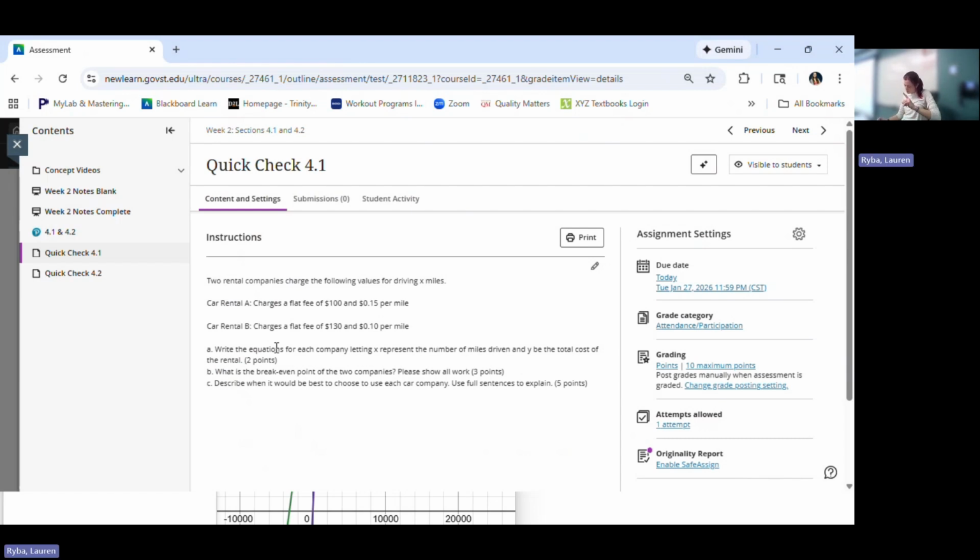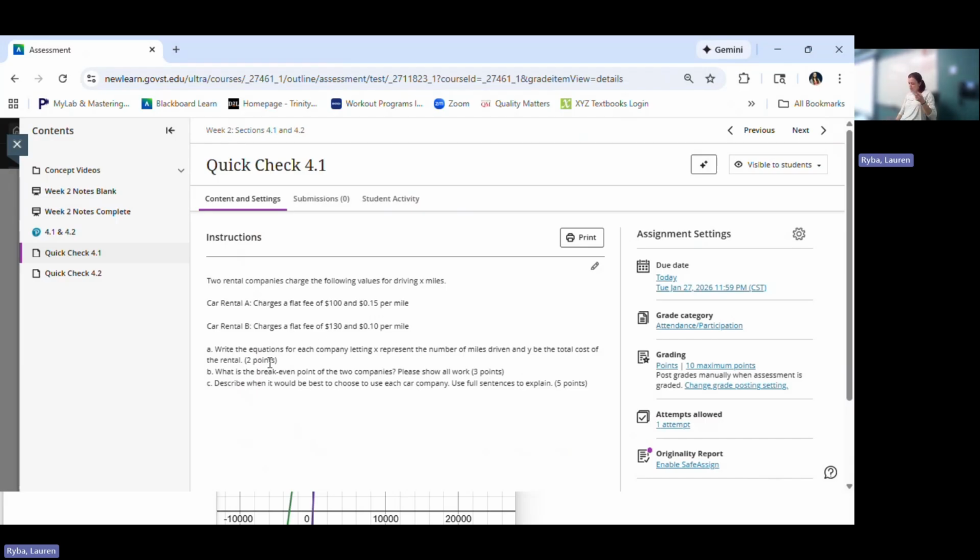Not the right problem. I need to put the right problem up. Sorry, I will do that in a second. I have the wrong slide. So it says two rental companies charge the following values for driving X miles. Car rental A charges a flat fee of $100 and then 15 cents per mile. Car rental B charges a flat fee of $130 and then 10 cents per mile.